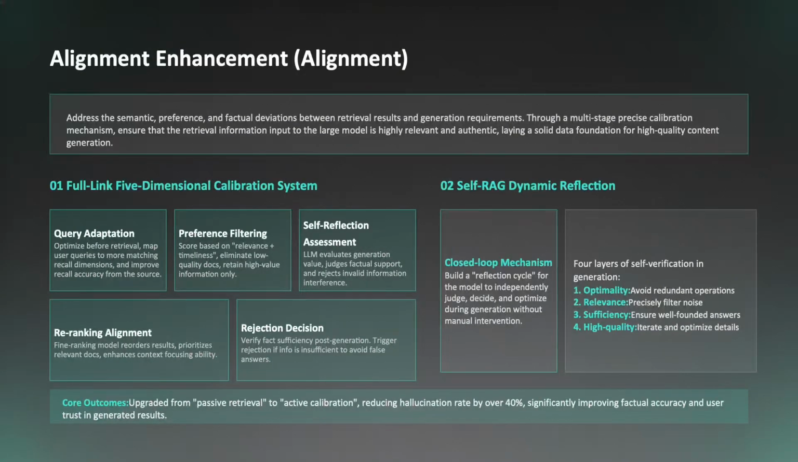The model autonomously judges four key questions during generation. Is the answer optimal? Are retrieved results relevant? Is supporting evidence sufficient? Is the output high quality? It iteratively optimizes answers based on these judgments. Practically, this module reduces LLM hallucination rates by over 40%, drastically improving factual accuracy and user trust in generated responses, upgrading RAG from passive document lookup to active, self-correcting calibration.